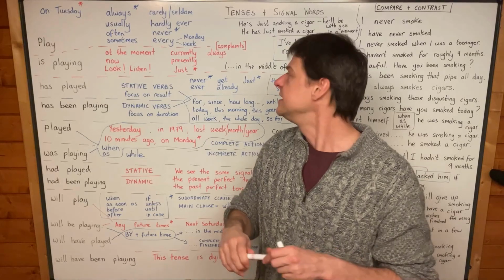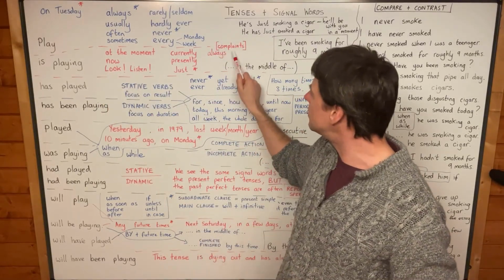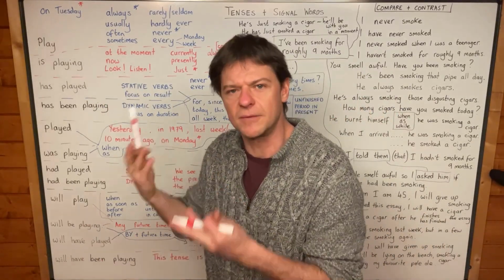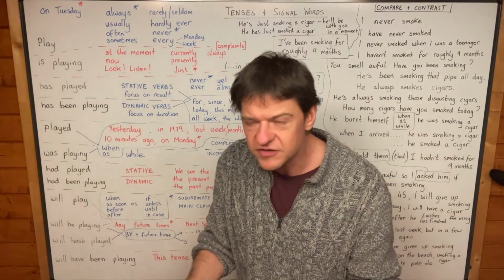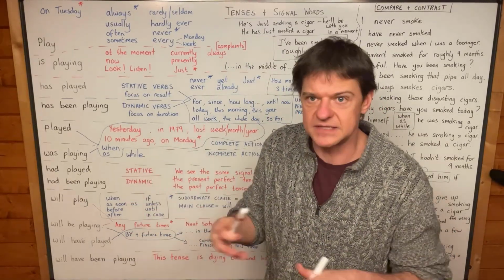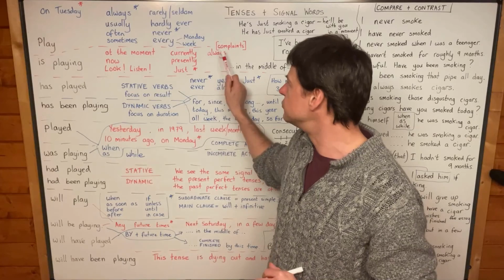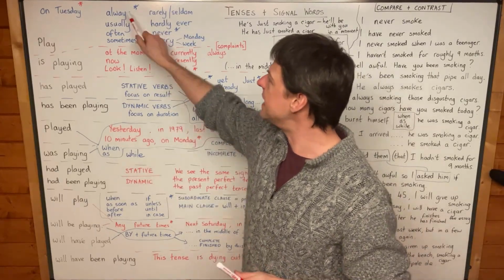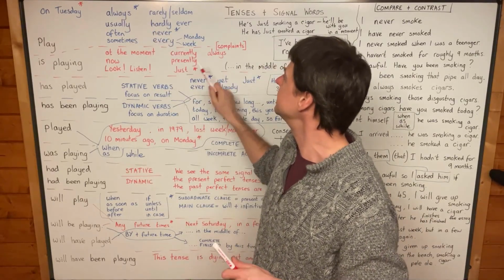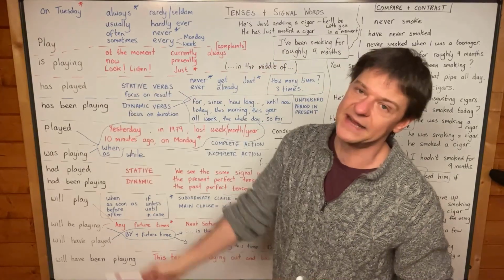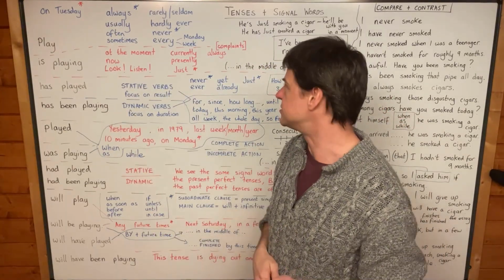But there is a difference. When you say he's always smoking, you are complaining. He's always smoking is a complaint. He always smokes is a fact. It's a statement. It's a claim. That's all. It's not a complaint. Okay, so be careful, because sometimes you get the same word being a signal for one tense and another tense, but the meaning changes slightly.